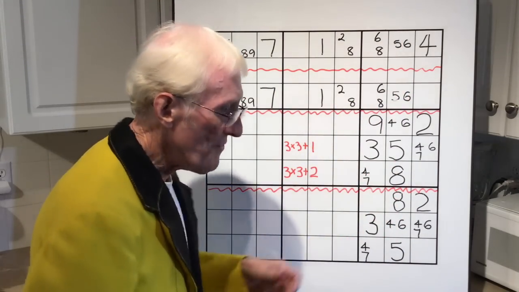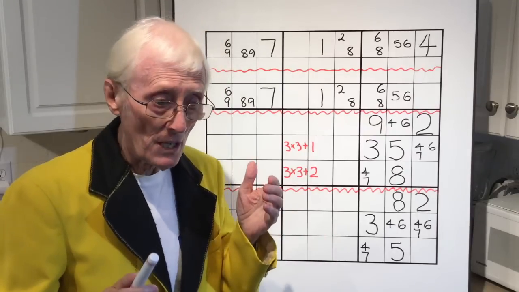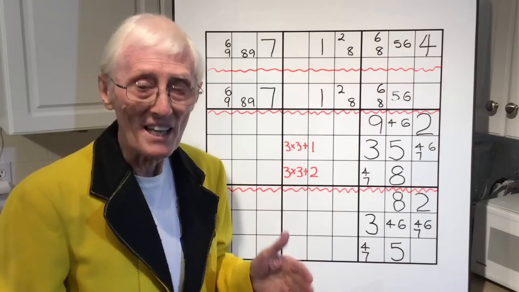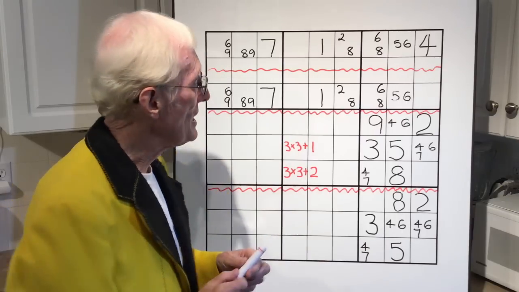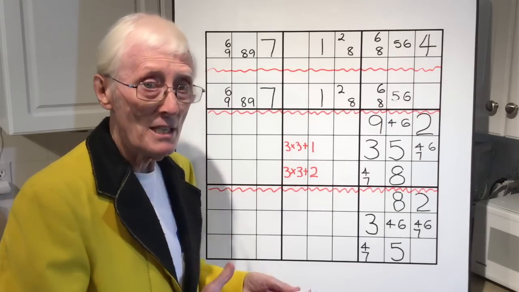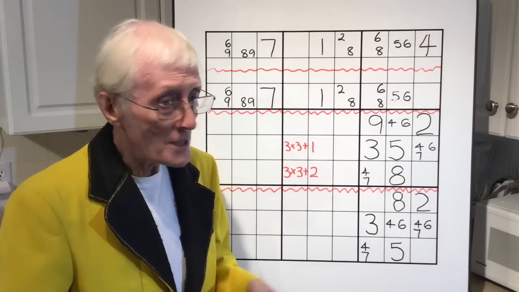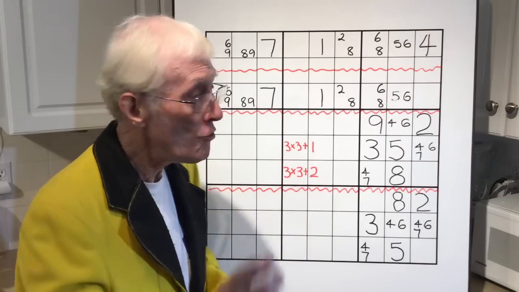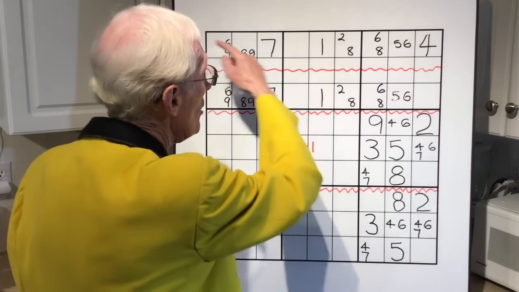Now, we've done this before where we've looked at a matching pair plus two equals another matching pair. Today, I'm going to be doing a 3x3+1 and a 3x3+2, which becomes, when it's two empty cells, a matching pair. Let me show you. Let's have a look at this top row.